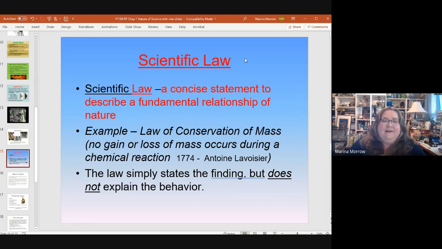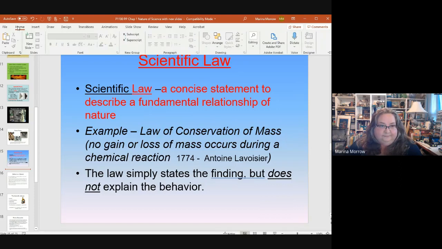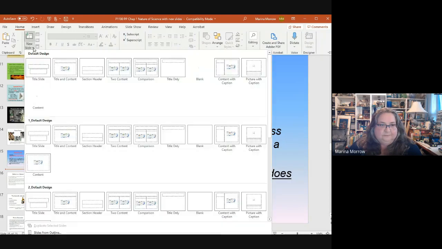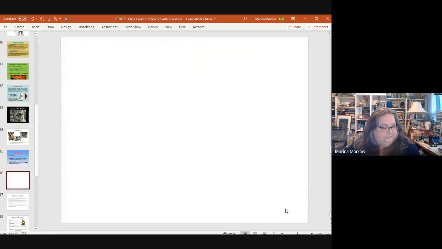But the idea of the law of conservation of mass is one that Antoine Lavoisier came up with. And that was the idea that you would have the same amount of mass before a chemical reaction and after a chemical reaction. Now, let's look at this a little more closely. So what did Lavoisier do?